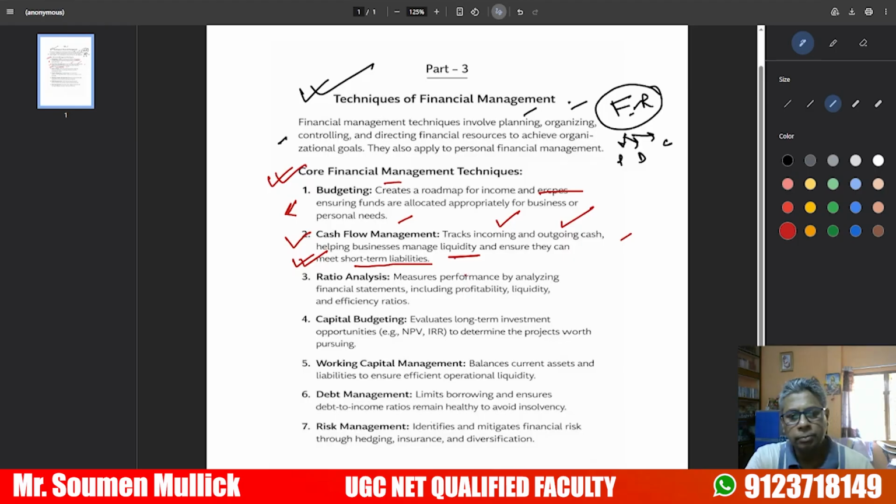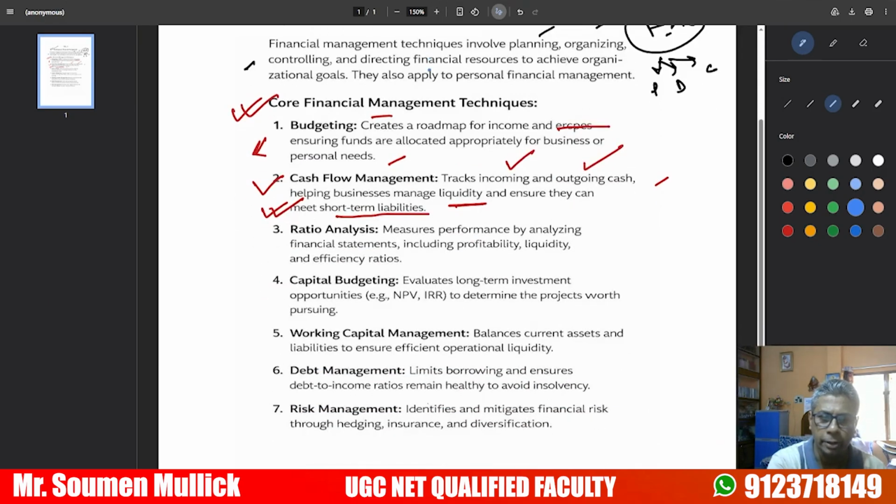Next important financial management technique is ratio analysis. What is ratio analysis? Ratio analysis measures performance by analyzing the financial information. Including the profitability ratio, which is a very important ratio. Next, liquidity ratio. Third, efficiency ratio.